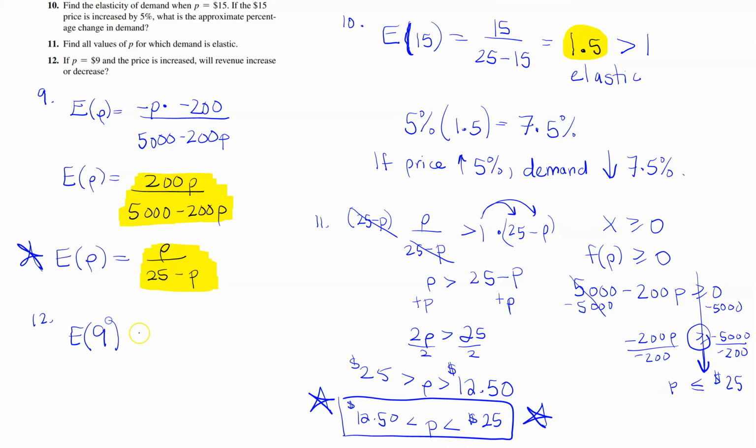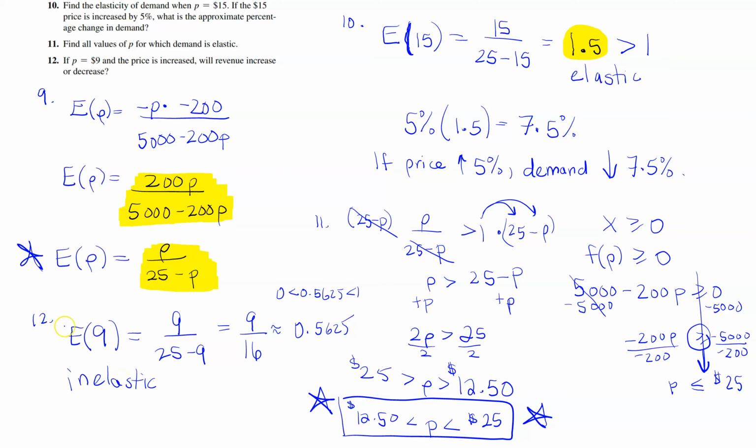So I would just plug 9 into my formula. So that'd be 9 over 25 minus 9. And that's going to be 9 over 16. And I don't even really need to get the decimal value for that because it's definitely less than 1. If you have 9 out of 16, you're less than 1. But what is that? That is 0.5625. Okay, so that's definitely going to be between 0 and 1, which makes it an inelastic situation. Okay, and the fact that it's inelastic will tell me how my revenue is behaving.